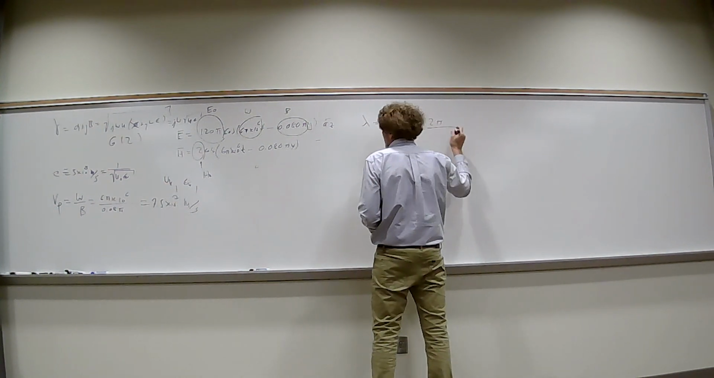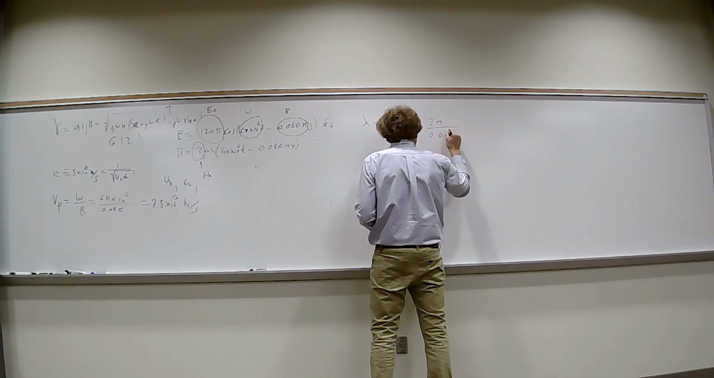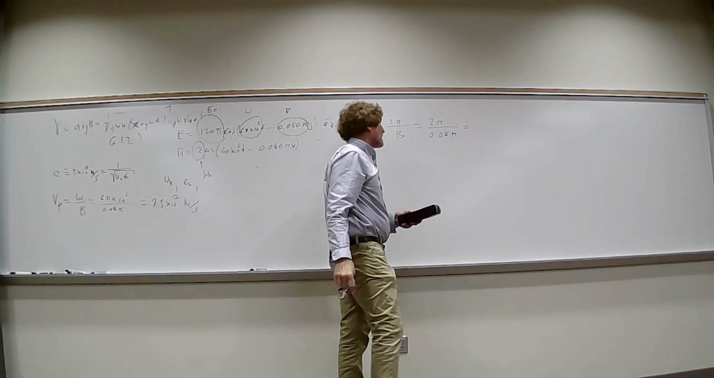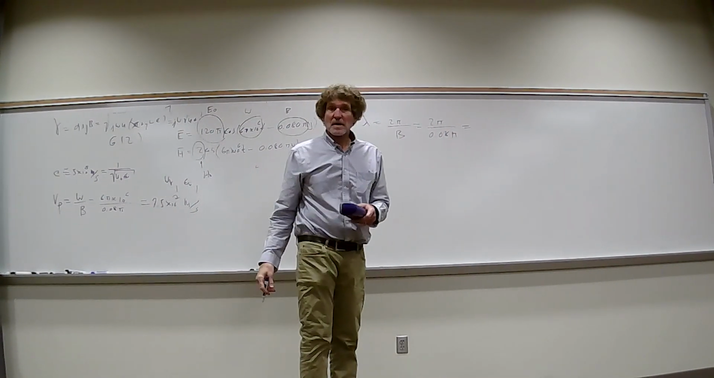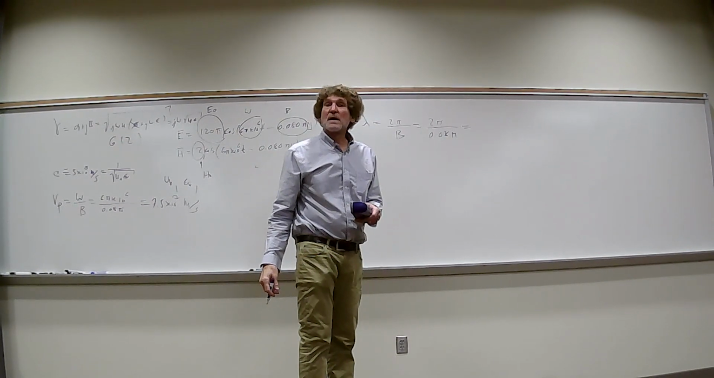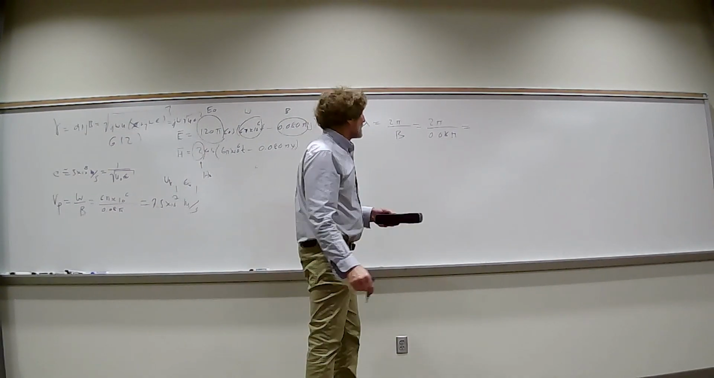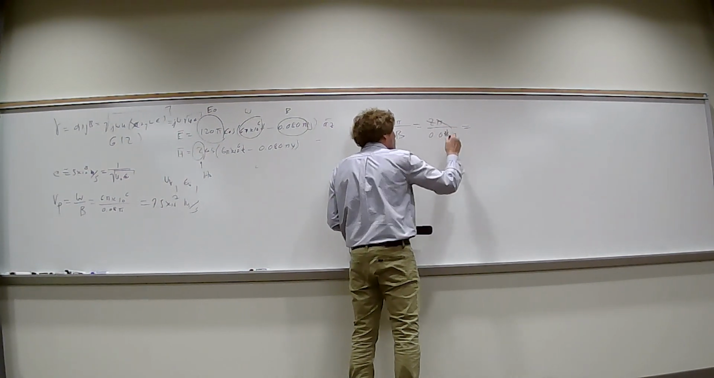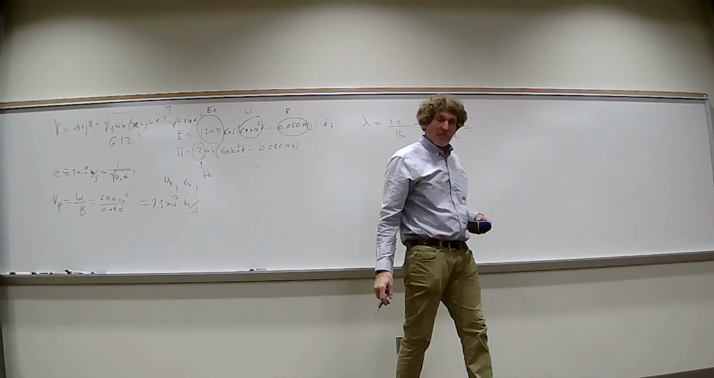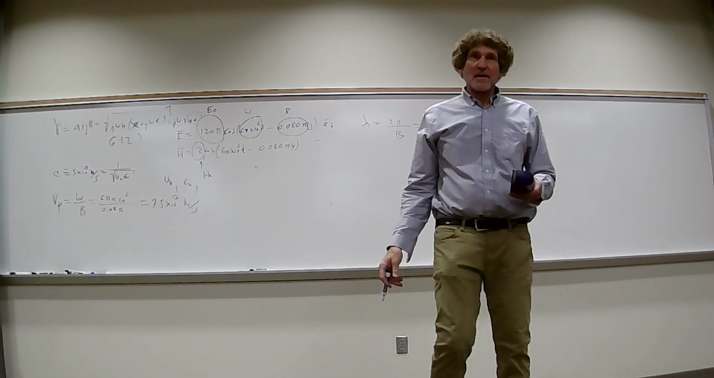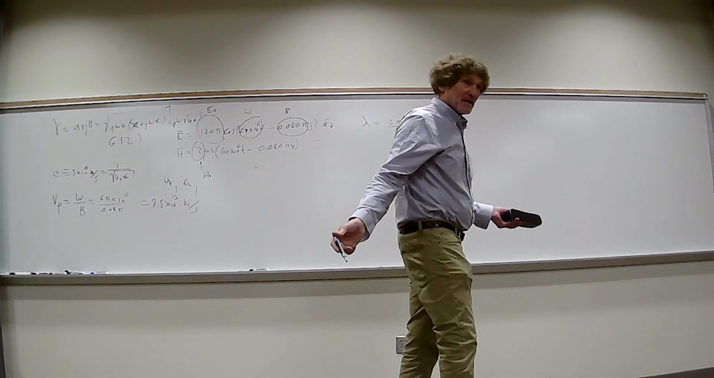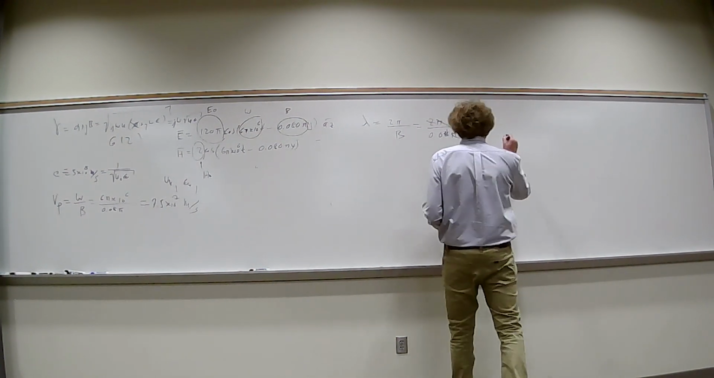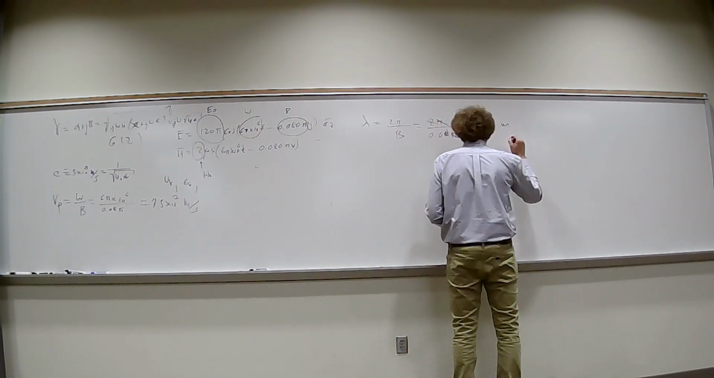2 pi divided by 0.08 pi. Pi's cancel. Then I got 2, that's 4. What is 1 over 0.04? 25, isn't it? You agree with that, everyone? 25 meters. All right?